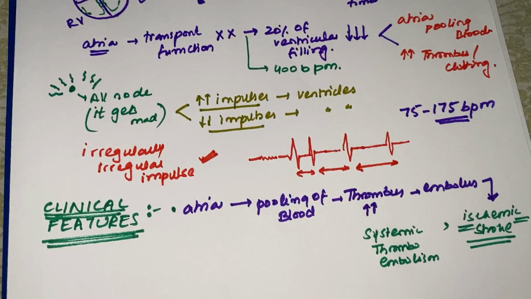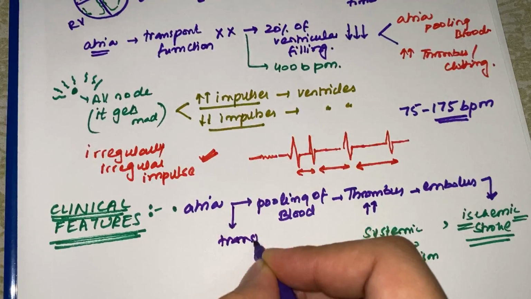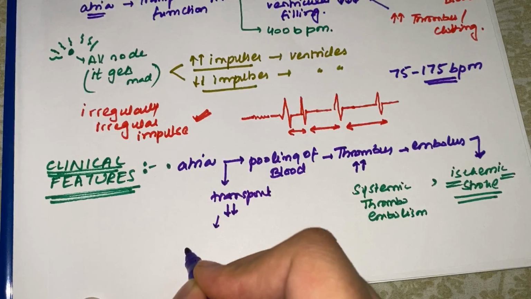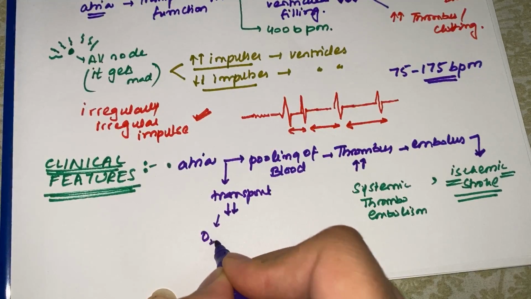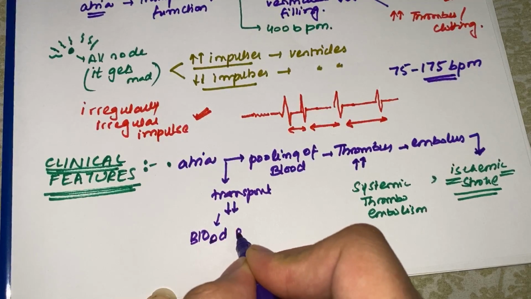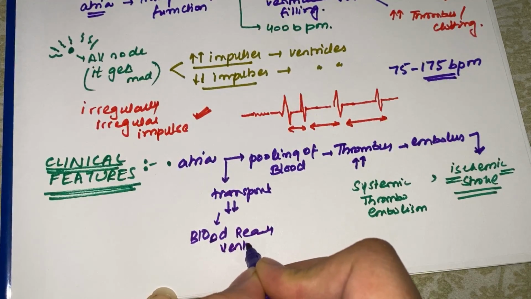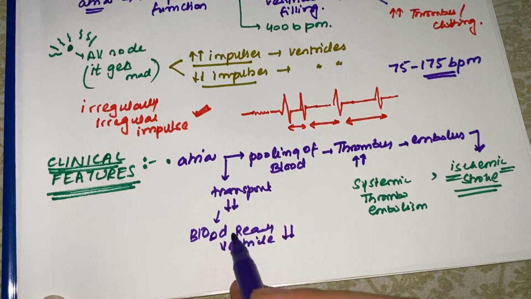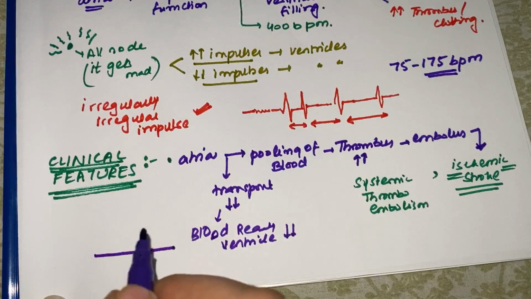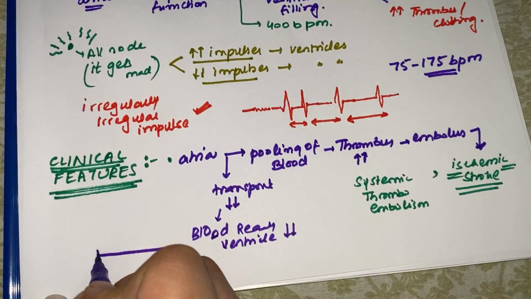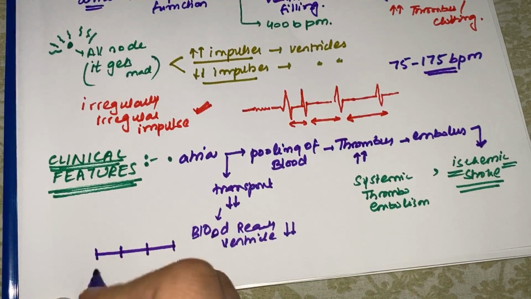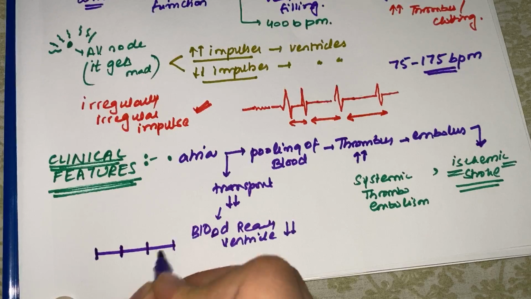Secondly, we've already discussed that the atria is not now contracting. Its transport function is reduced. So the blood reaching the ventricles is reduced. Now when the ventricles are receiving less blood from this atrial contraction, I'll just explain to you how diastole occurs. There are three phases of diastole. This will help you in understanding this concept. So first phase, the second phase, and then the third phase.